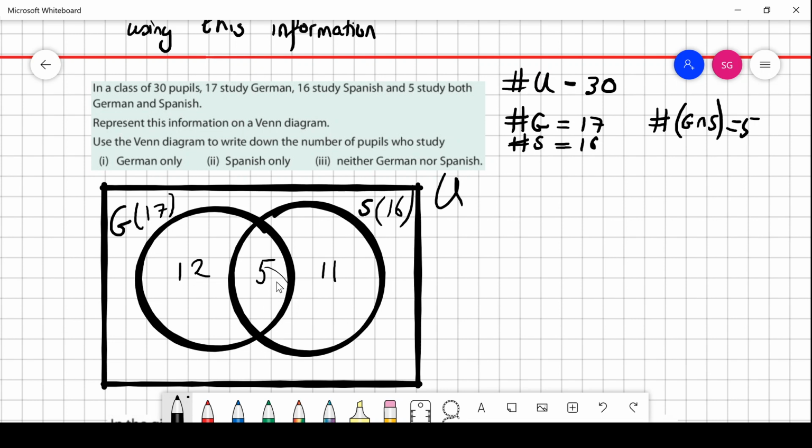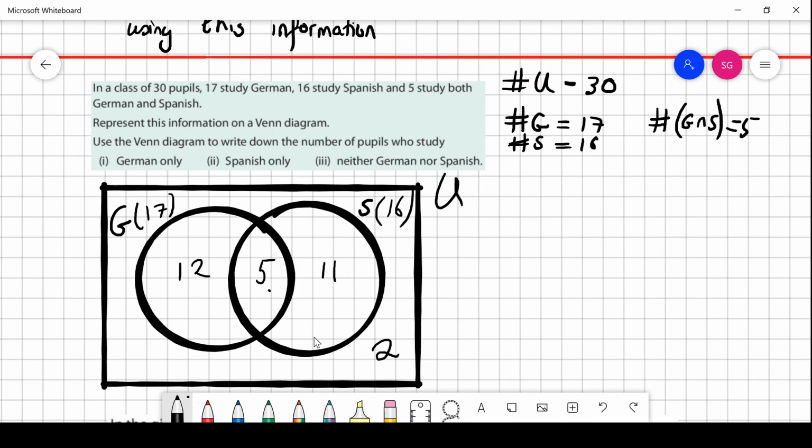Okay, so now we've got something a bit more realistic. How many students do we have in total in that situation? Well, we've got 12 and 5, that's 17, plus 11, that's 28. But there's 30 students in total in the class. So we know there's 2 students who take neither German nor Spanish. And that's how we end up filling out that set.